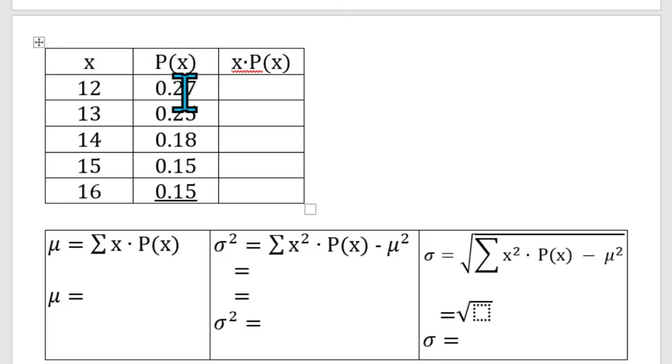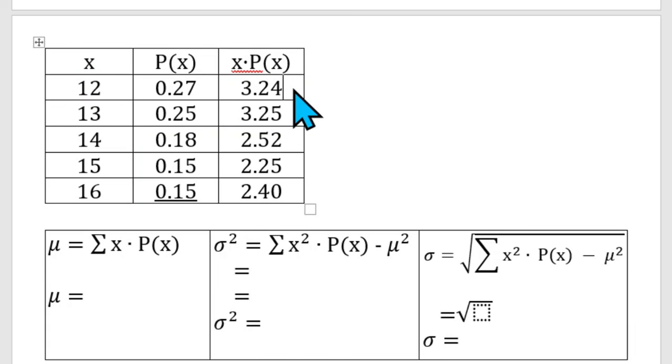We have 12 times 0.27 is equal to 3.24. 13 times 0.25 is equal to 3.25. 14 times 0.18 is equal to 2.52. While 15 times 0.15 is equal to 2.25. And 16 times 0.15 is equal to 2.40. We now have the products of the possible value and its corresponding probability.